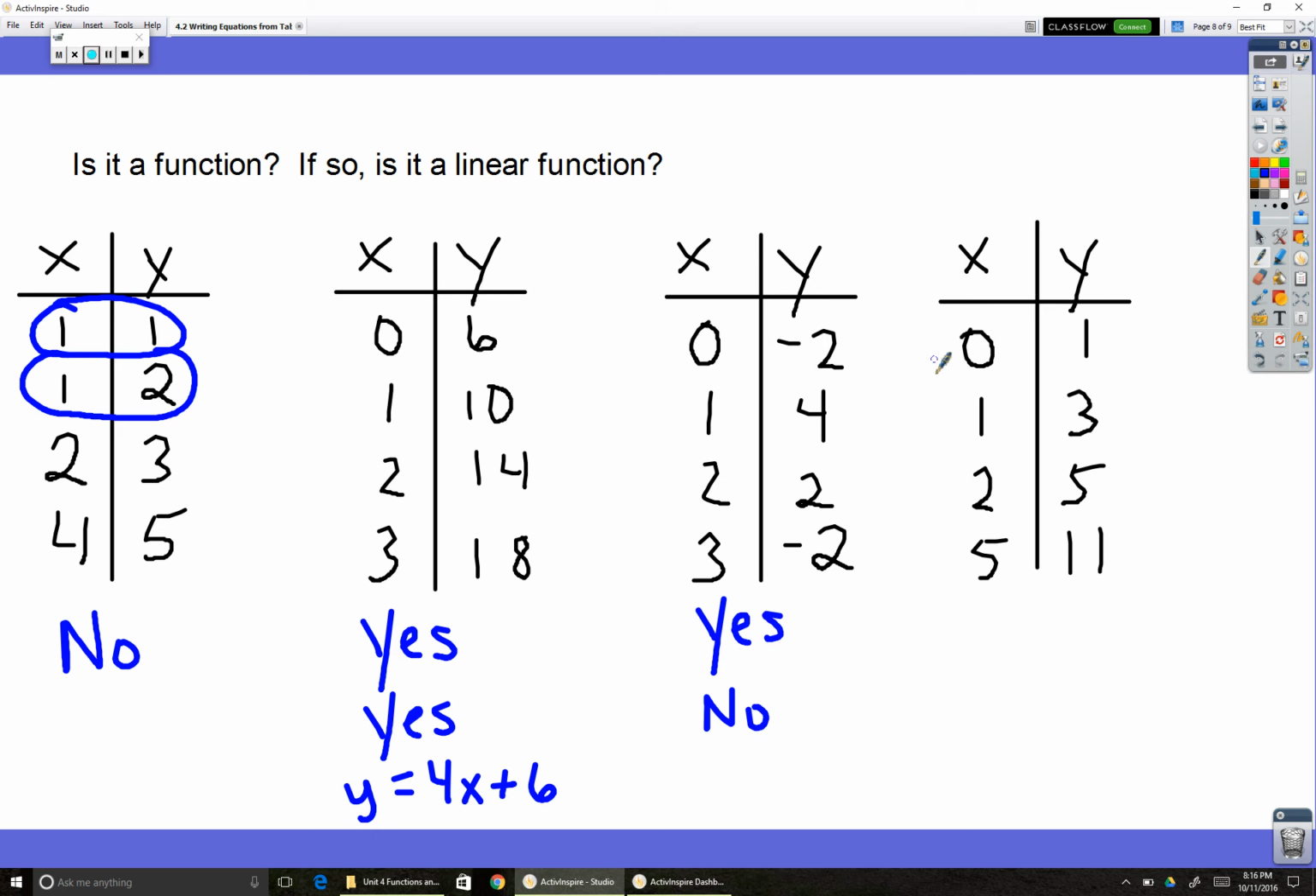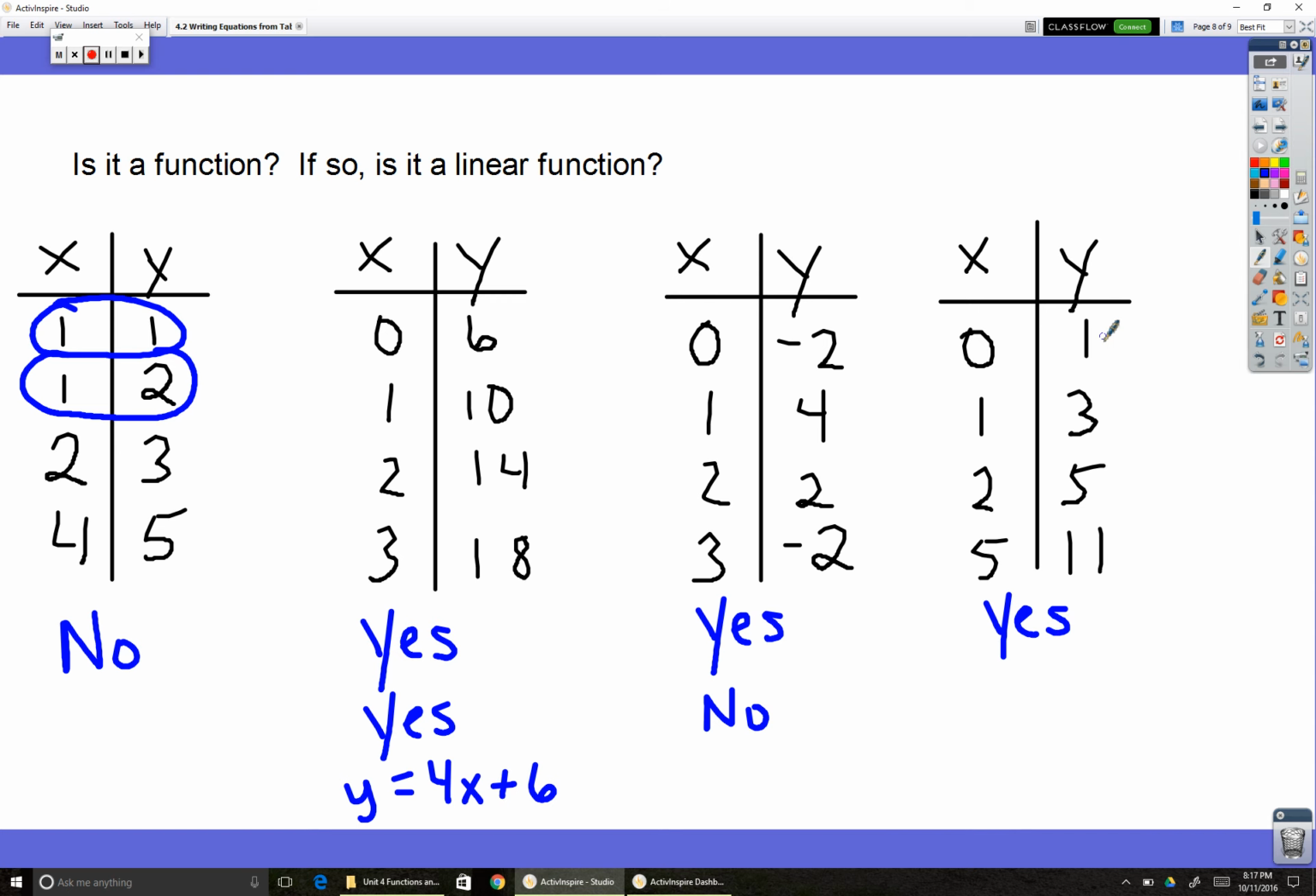Let's look at the last example. For x equals 0, y equals 1. X equals 1, y equals 3. X equals 2, y equals 5, and x equals 5, y equals 11. There are no duplicate x values. Each x value has a unique y value, so yes, it is a function.